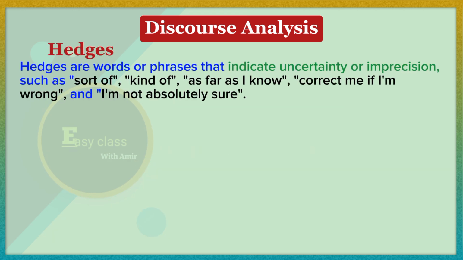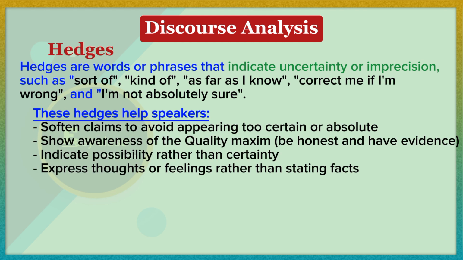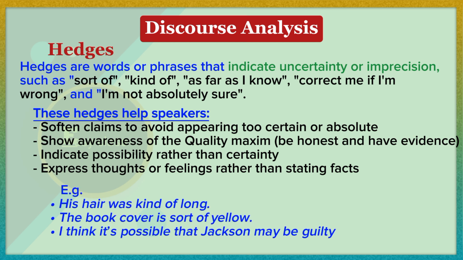Hedges. Hedges are words or phrases that indicate uncertainty or imprecision, such as sort of, kind of, as far as I know, correct me if I'm wrong, and I'm not absolutely sure. These hedges help speakers soften claims to avoid appearing too certain or absolute, show awareness of the quality maxim, be honest and have evidence, indicate possibility rather than certainty, and express thoughts or feelings rather than stating facts. For example, his hair was kind of long. The book cover is sort of blue. I think it's possible that Jackson may be guilty.